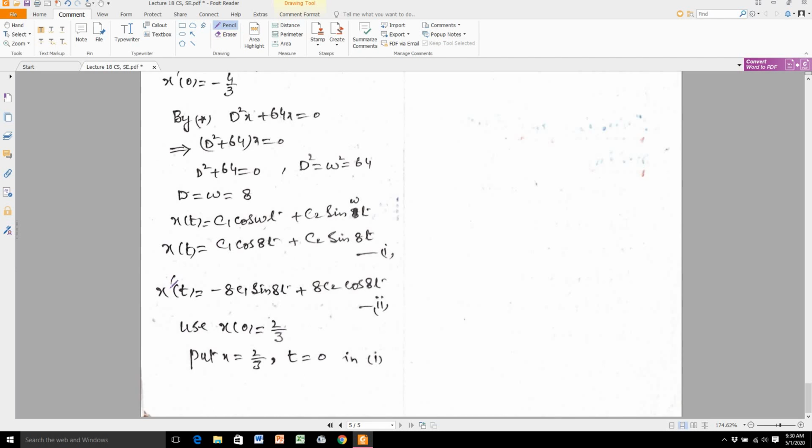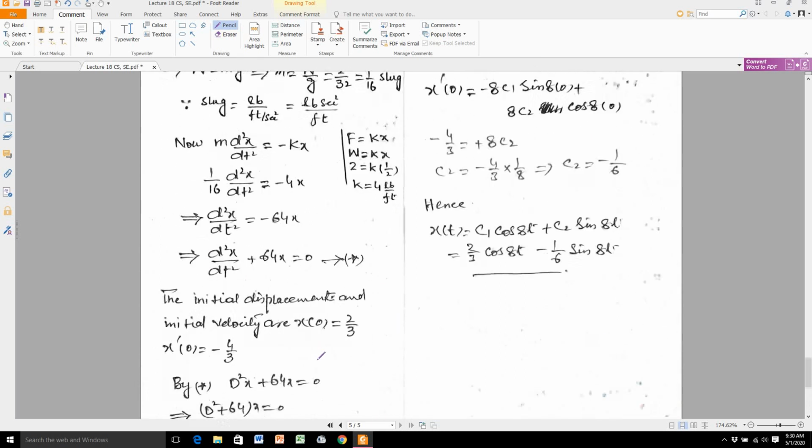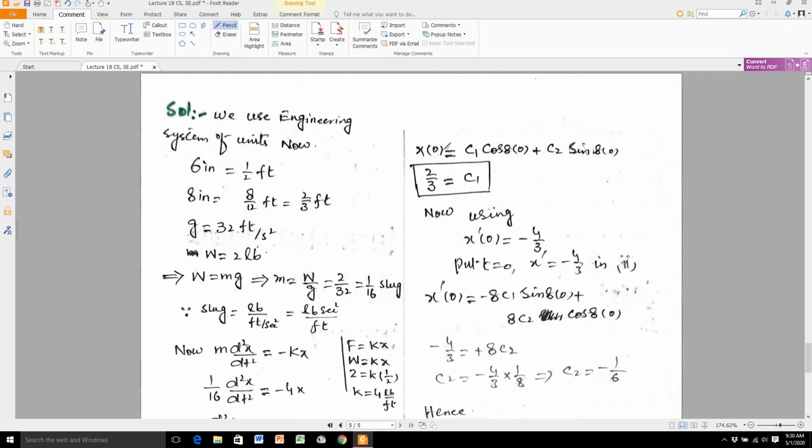Now I'm taking its derivative, that is x prime of t is equal to minus 8c1 sin 8t plus 8c2 cos 8t. This is equation number 2. Now I'm using the first condition, that is x of 0 is equal to 2 by 3. Put x is equal to 2 by 3 and t is equal to 0 in equation number 1. And you see here, when I substitute, x of 0 is equal to c1 cos 8 into 0 plus c2 sin 8 into 0, and the value of x of 0 is equal to 2 by 3, and you know that the sine term goes to 0 and this is equal to c1. So we get the value of c1 here.